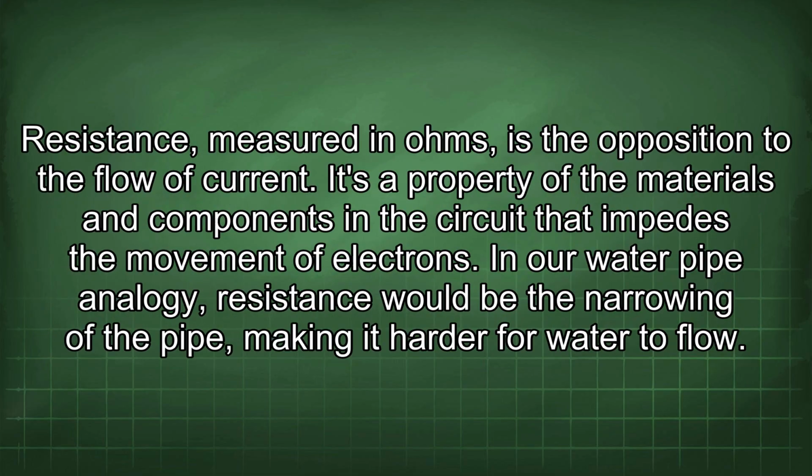Resistance, measured in ohms, is the opposition to the flow of current. It's a property of the materials and components in the circuit that impedes the movement of electrons. In our water pipe analogy, resistance would be the narrowing of the pipe, making it harder for water to flow.